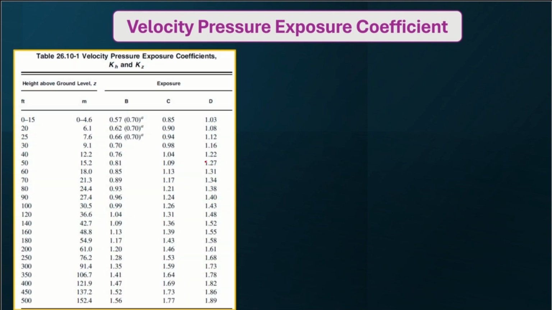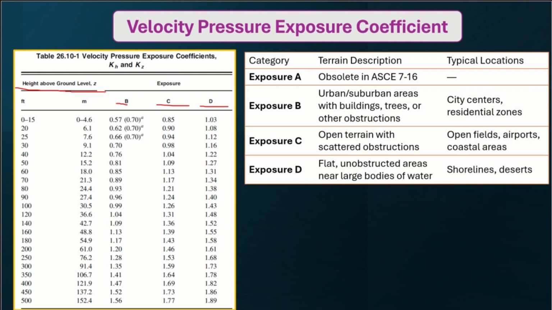And the next one is the velocity pressure exposure coefficient. This coefficient depends upon the exposure category, that is B, C, D, and the height of the tank. So this Kz value depends mainly upon two things: one is height and the other is exposure category. Let's see what the exposure category is. The exposure category deals with your location. Exposure category A is obsolete in ASCE 7-16, so now we have B, C and D.